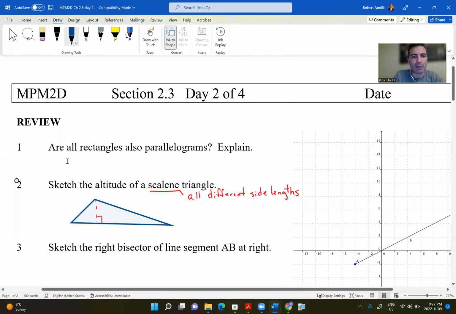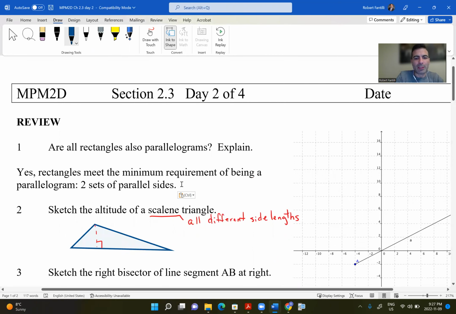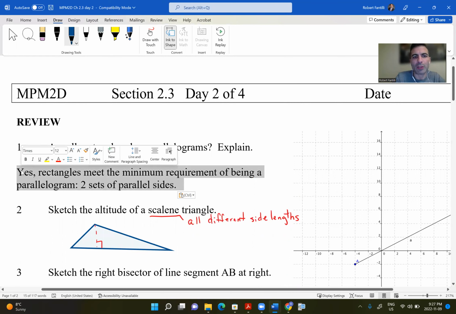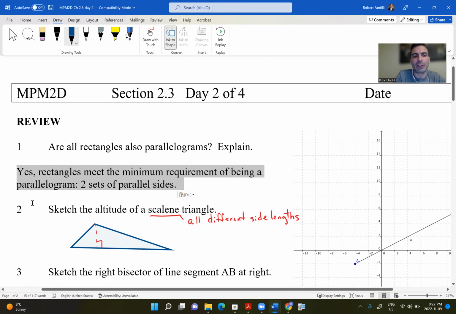So again, for the sake of time, I've already cut and pasted this in here for you. You can pause the video and record that. So yes, rectangles meet the minimum requirement of being a parallelogram because they have two sets of parallel sides.